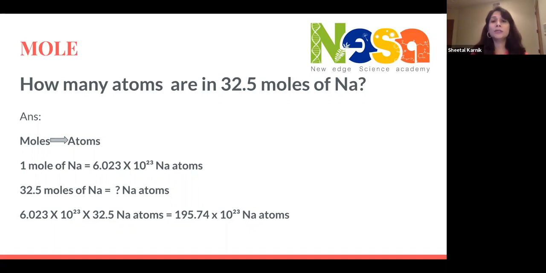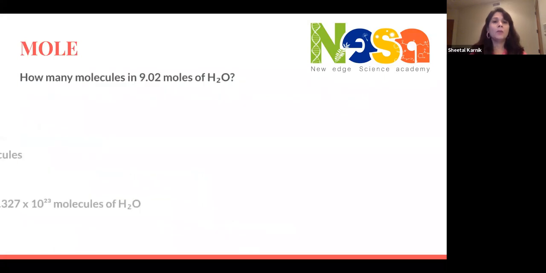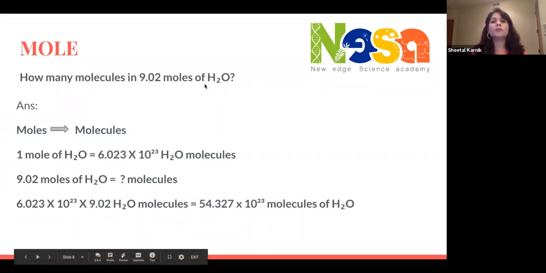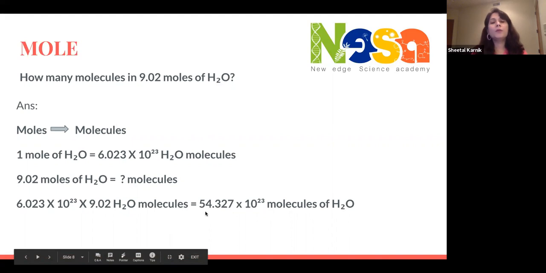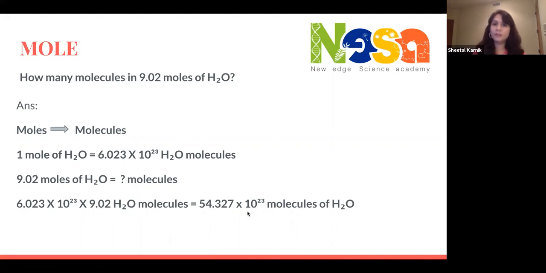So let's look into, instead of atoms, let's go to molecules. How many molecules are in 9.02 moles of water? Again, we will go with the same thought process. They're giving us moles and asking us molecules. So moles to molecules. We know the conversion. We know how many moles they are giving and how many molecules they're asking. We do the math and we know that the number of molecules is going to be 54.327 times 10 to the 23rd molecules of water in 9.02 moles.